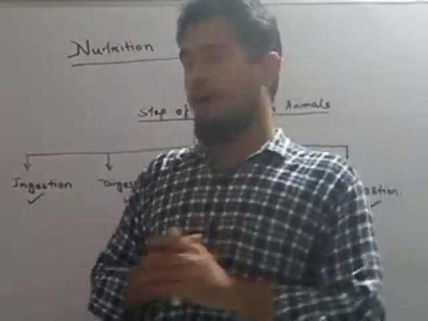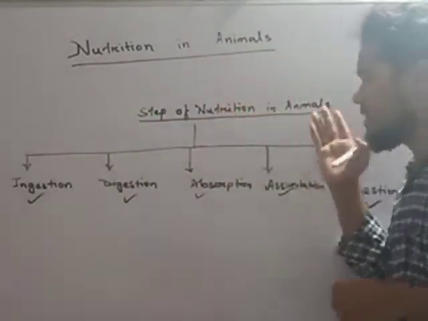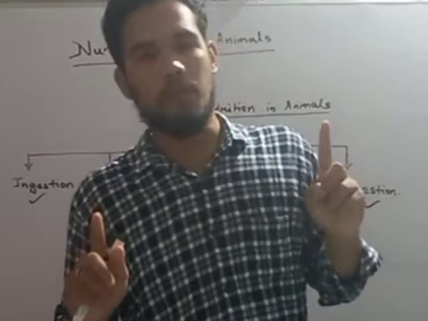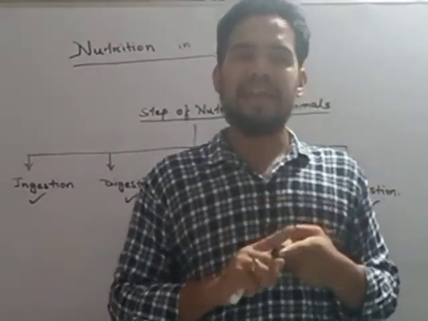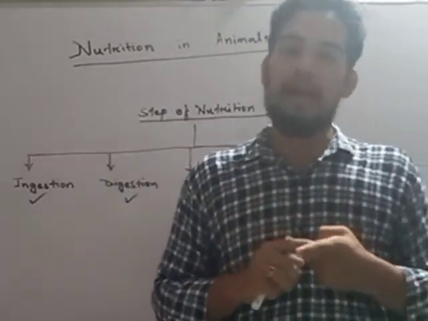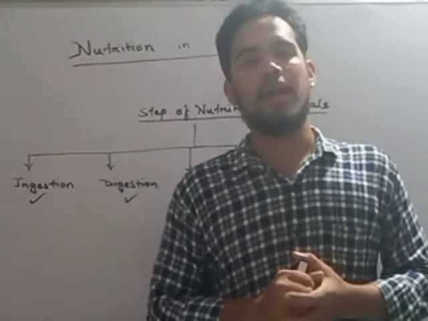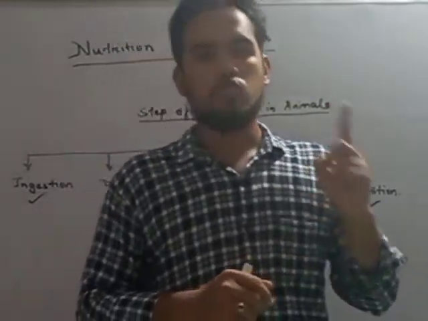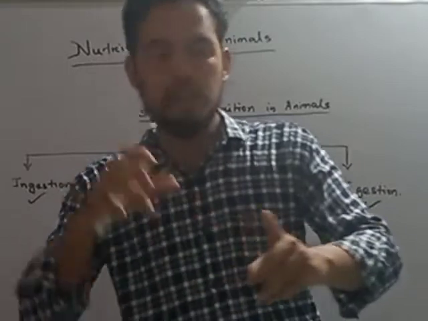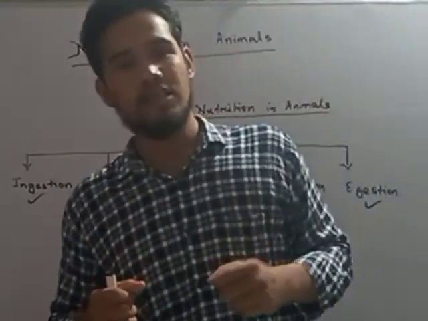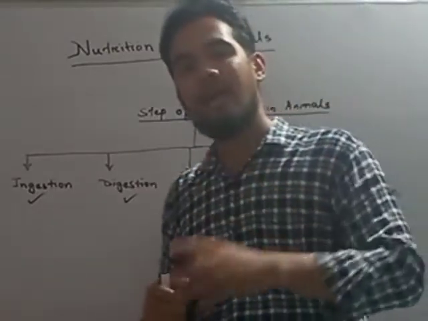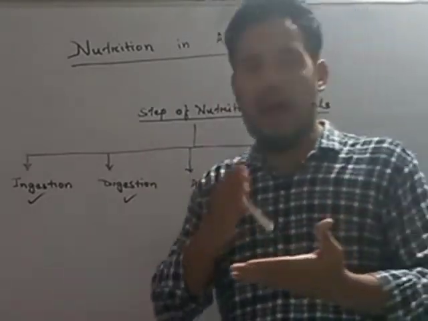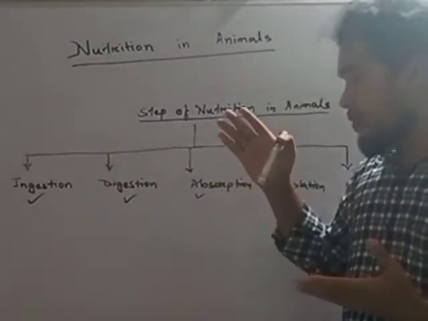So basically, the steps of nutrition in animals are over. Today we have learned nutrition: the process by which any organism takes its food and its utilization by the body is known as nutrition. In animals, five steps are there in nutrition. The first one is ingestion, the process by which an organism takes its food. Then after ingestion, digestion is there. In this process, the food particles are broken down.